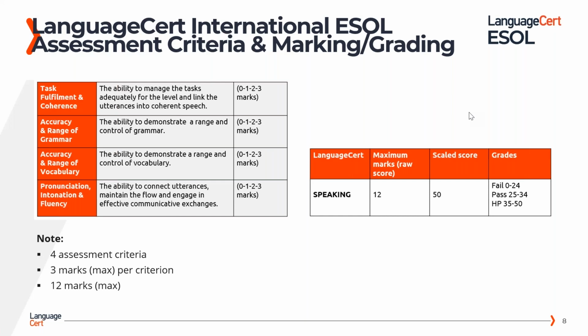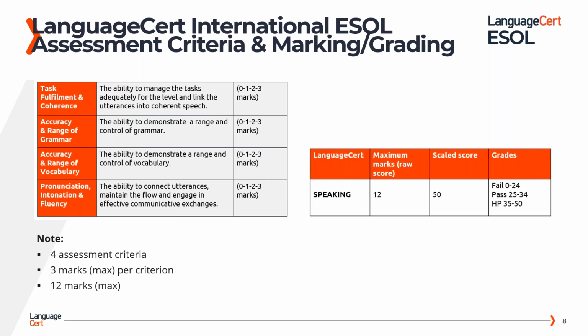Let's now focus on the assessment criteria and how candidates are marked. The assessor uses 4 assessment criteria to evaluate the candidate's response. The first criterion, task fulfillment and coherence, a measure of the candidate's ability to manage the tasks adequately for the level and link the utterances into coherent speech.